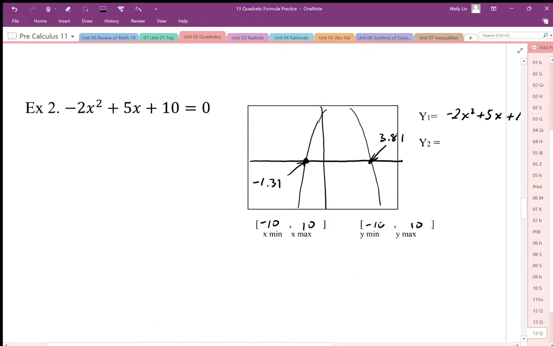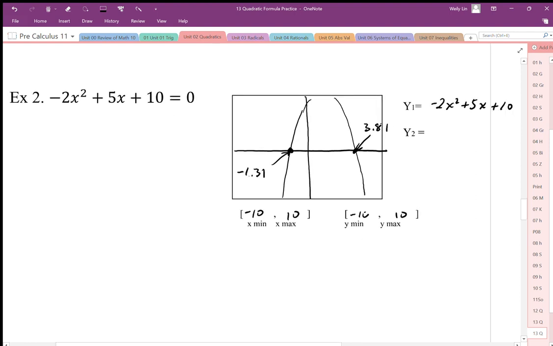We've graphed it already. The graph of that function gives me zeros at -1.31, and it is an irrational number, and the other solution is 3.81. So again, I'm just going to plug into the quadratic formula. B is positive 5, so I get -5 plus minus 5 squared minus 4. There's lots of negatives here, so we have to keep track of this. -2, positive 10 for AC, and that's all over 2 times A, which is -2.